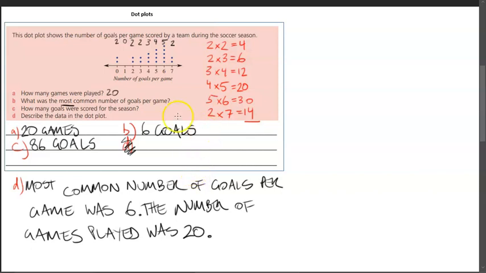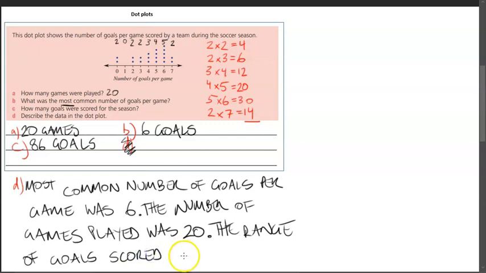But another feature that's deemed more important than this was the range of the amount of goals that were provided within the data. So the range of goals scored is 7. And this is based on getting your highest amount possible and getting your lowest amount possible and finding the difference between the two. That just means that there was a range of 7 goals.